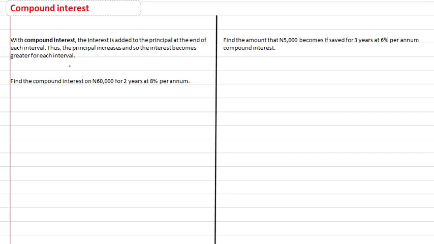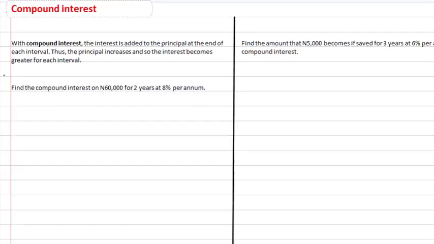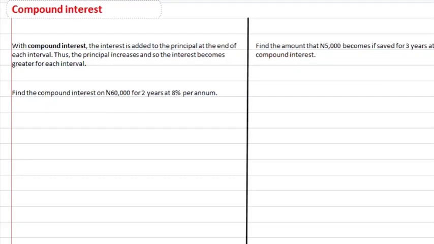The first problem says find the compound interest on 60,000 for 2 years at 8% per annum. So for 2 years, that means we're going to check at the rate for 2 years. Per annum means per year, that's each year of those 2 years. Now we're going to solve for the first year first.